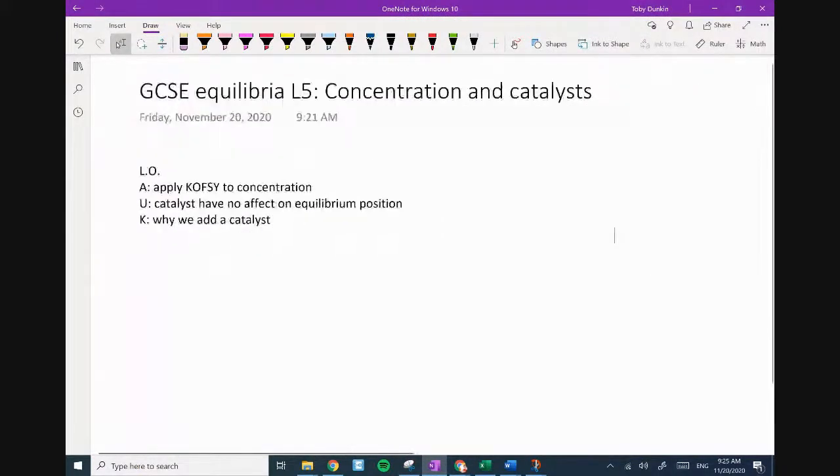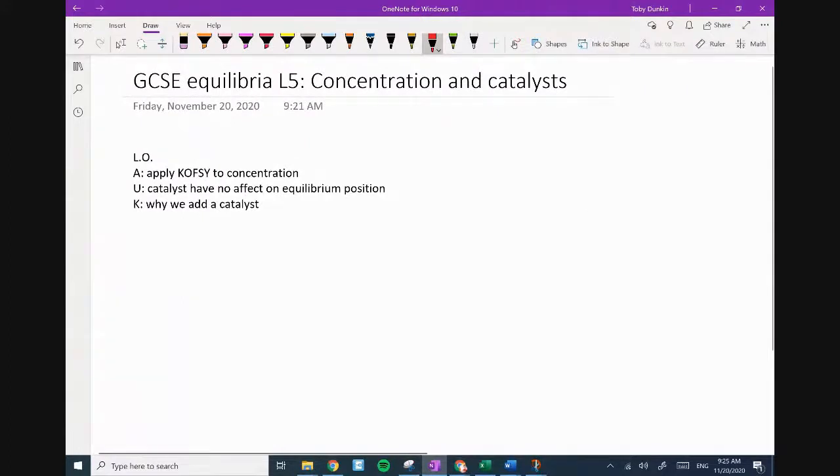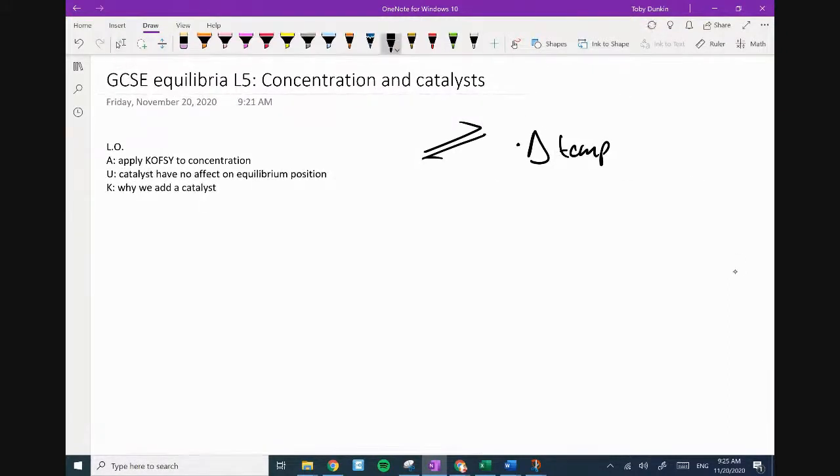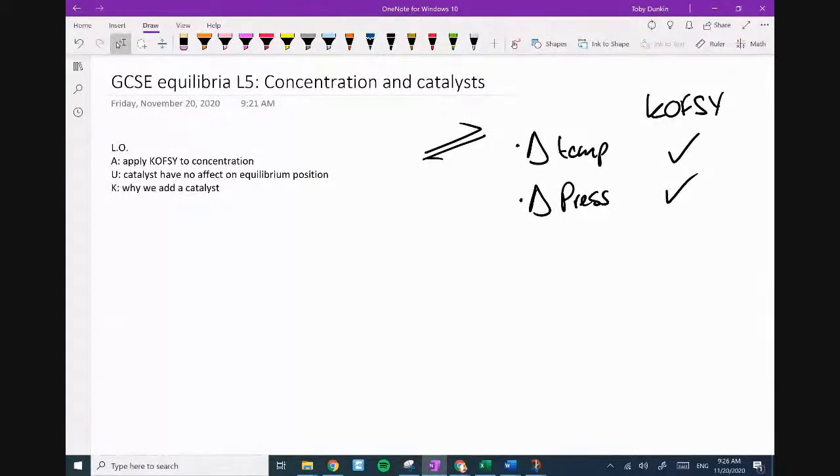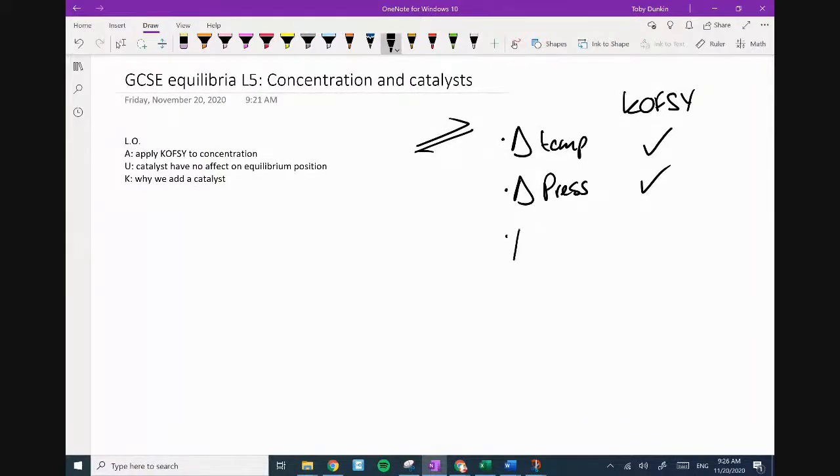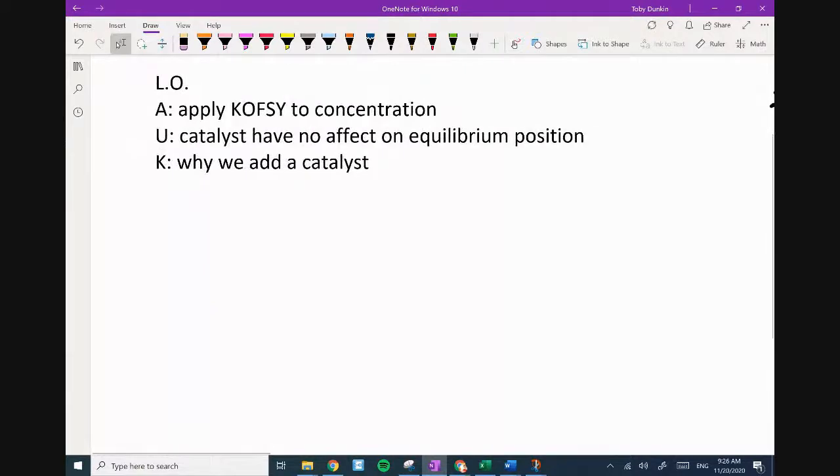Right, we're in. So today's a nice and easy lesson because it's a continuation of the previous ones that we've been doing. We've been practicing KOFSY. We know that in equilibriums, we talk about the change in temp, and we can run KOFSY on that. The key one is knowing whether the reaction is endo or exothermic, depending which one it is. We can do a change in pressure, and we can do KOFSY for that. And this is the most important bit, the number of particles on each side of the equation. And the last one we're now doing is change in concentration.